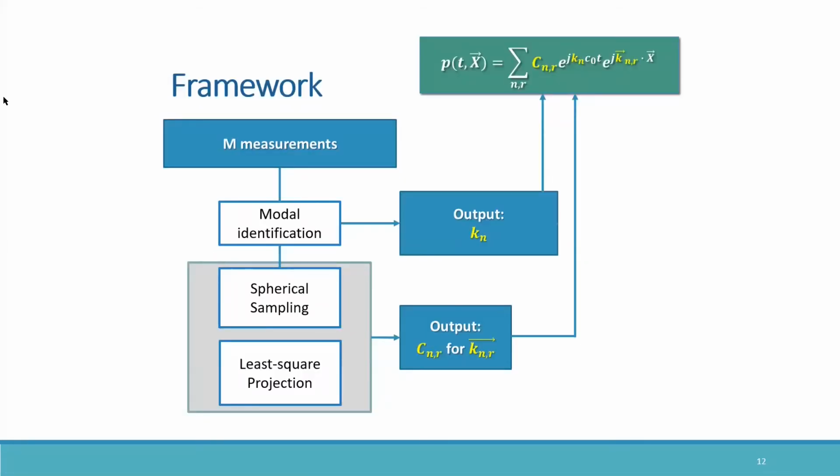In this slide, you can see the structure of our reconstruction framework. From M measurements, we perform the modal identification in order to find out the eigenfrequencies of the room, which includes the frequency and damping of each and every mode. Then we perform spherical sampling in combination with least square projection in order to find out the expansion coefficients for each and every one of the plane waves that we sampled. After all of these steps, we have found all the highlighted parameters in this solution.